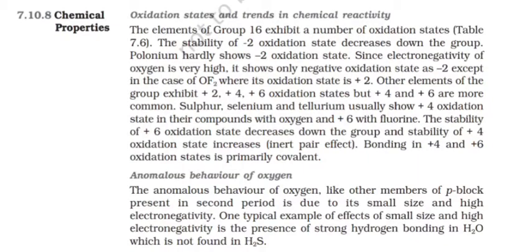Sulfur, selenium and tellurium usually show the +4 oxidation state in their compounds with oxygen and +6 with fluorine. The stability of the +6 oxidation state decreases down the group and the stability of the +4 oxidation state increases. Bonding in +4 and +6 oxidation states is primarily covalent.